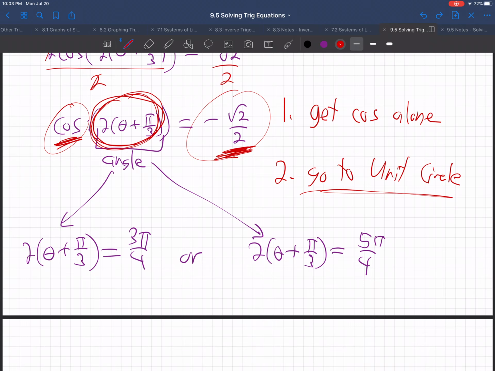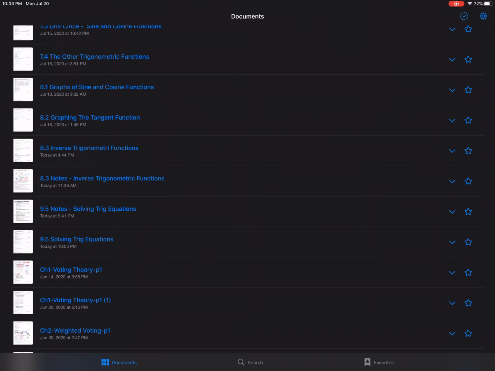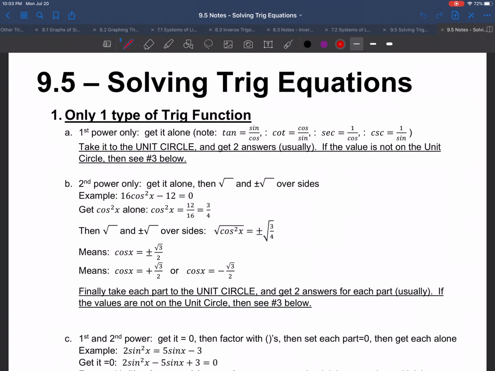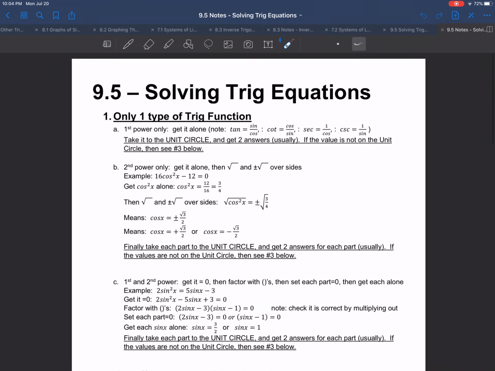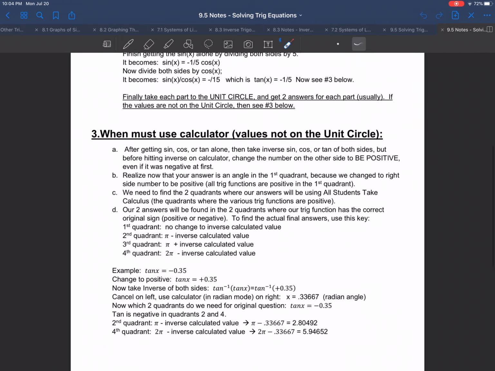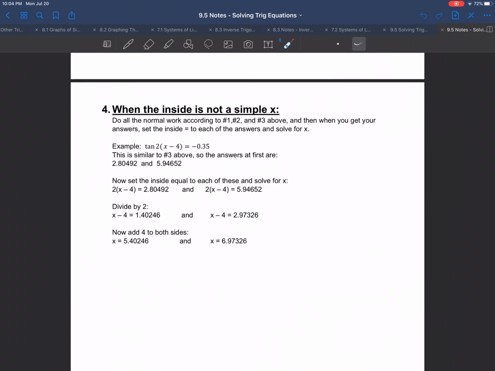All right, so now let's go back to the instructions, the notes. I think it says it down here. Number 4. When the inside is not a simple x, and that's what we have, do all the normal work according to number 1, 2, and 3 above. And then when you get all your answers, set the inside equal to each of the answers and solve for x. So for example, here's tangent of 2x minus 4.